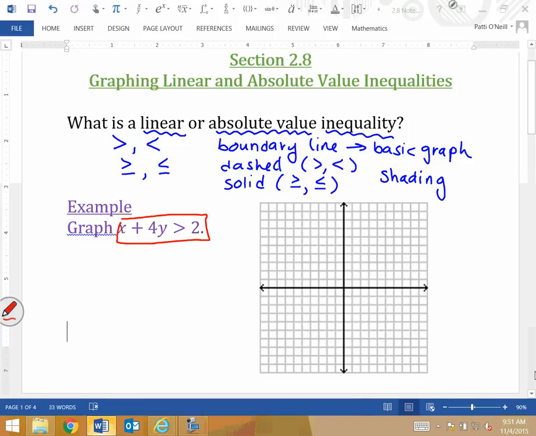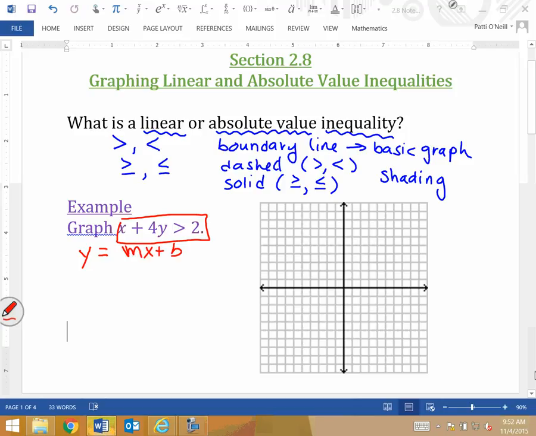So the easiest way to graph a linear equation, remember, is to put it in that y equals mx plus b form. So I'm going to manipulate this so that it fits the y equals mx plus b form. Now I'm saying equals, but when we work with this, it will have an inequality symbol.